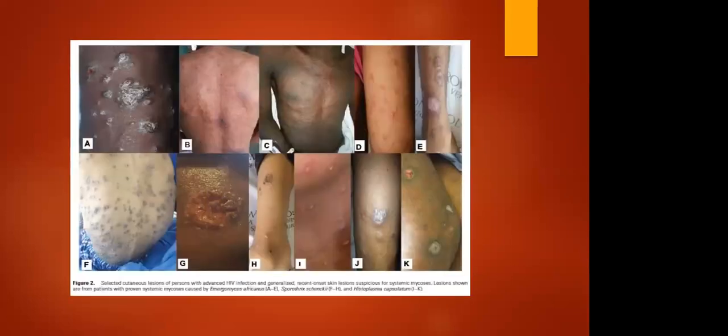These are pictures taken from the same paper. And you can see here, just the first 5 all have very different cutaneous manifestations, but the first 5 all were diagnosed with emergomycosis africanus. The next 3 are all the same, sporotrichosis, and the last 3 are histoplasma capsulatum. So you can see the diverse cutaneous manifestations of these diseases.